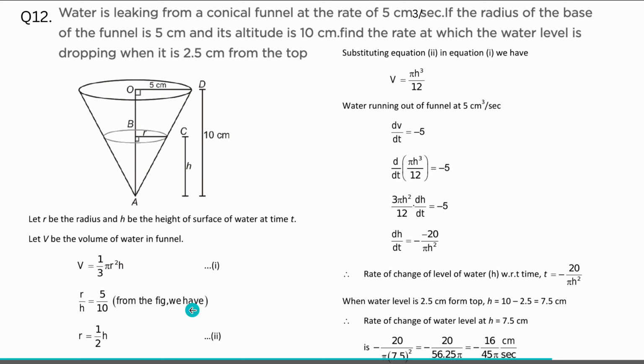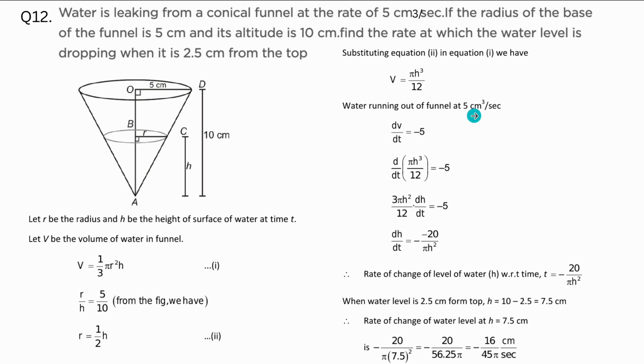Now from the figure itself, by geometry, we can say that r by h will be equal to 5 upon 10. R upon h will be 5 upon 10, correct? So according to that we can write r is equal to half h. Now substitute, and let this be our second equation. So substituting the value of r in the first equation, we get pi h cube upon 12. This is the value of volume.